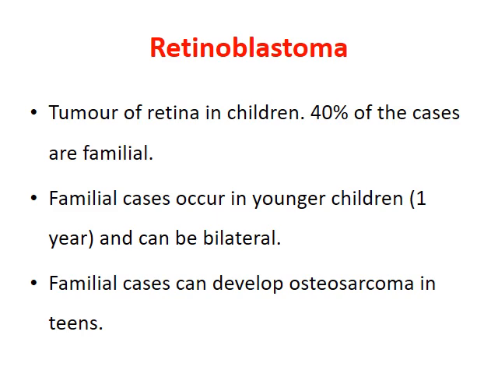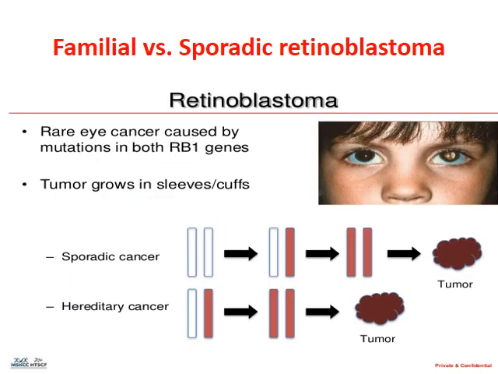Retinoblastoma is a tumor of the retina. We have two types of retinoblastoma: the sporadic and the hereditary, or familial. 40% of retinoblastomas are familial, so they occur early in age, especially less than 1 year of age, and a child with retinoblastoma may tend to have osteosarcoma later in life.